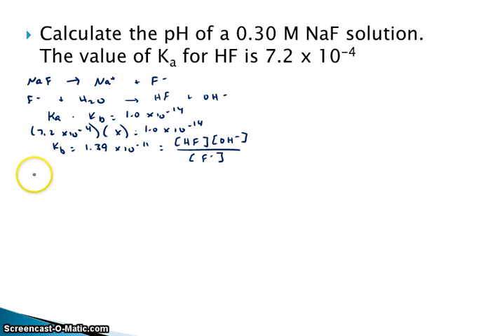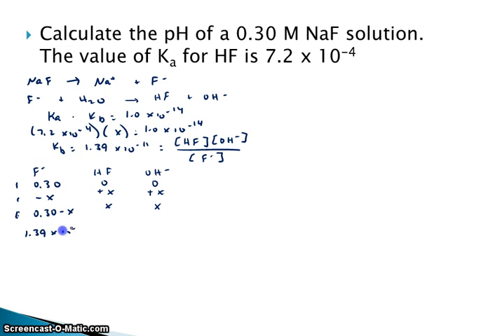Now we'll make an ICE chart. We've got our fluoride ion, our hydrofluoric acid, and our hydroxide ion. We won't put water in our ICE chart because we're not going to be dealing with it in our K value. So our initial concentration is 0.30 for our fluoride ion, because the sodium fluoride 100% dissociates. 0 and 0, since it mentions that there's no acid or hydroxide originally. Our change is going to be -x, +x, and +x. So at equilibrium, we'll have 0.30 minus x, x, and x. Now we'll plug that into our K expression.